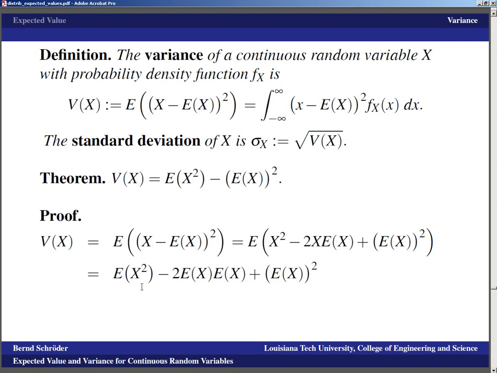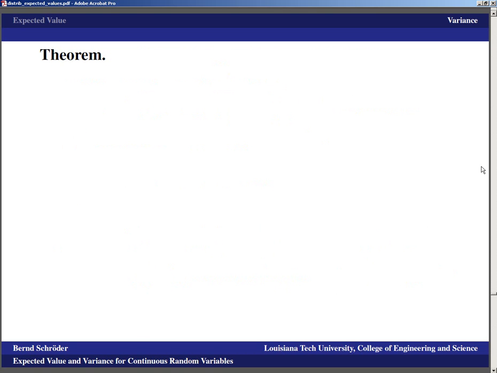And, well, that's now just straight algebra. E of x squared stays. This is 2 times e of x quantity squared plus e of x squared. So that's e of x squared minus e of x quantity squared.